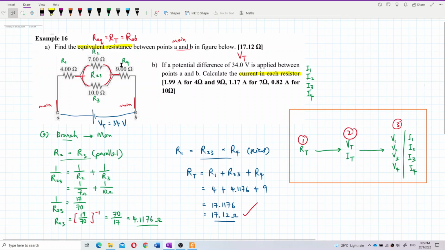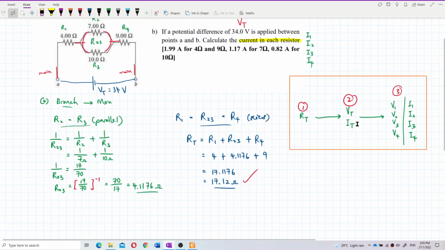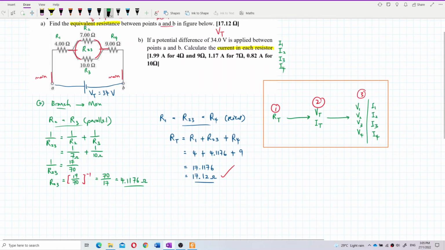Phase 1 was already solved in part A. The total resistance, we already got this. Now we need to find the total current before we can proceed to step 3. Understand? Because we got the total voltage, now we need to find the total current. Okay, now let's do it.